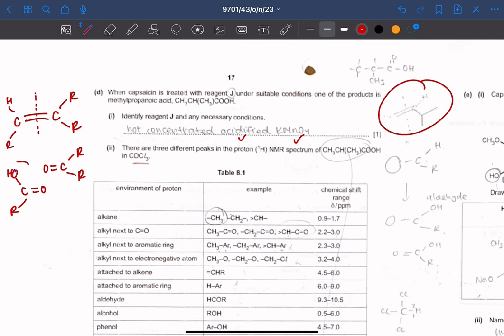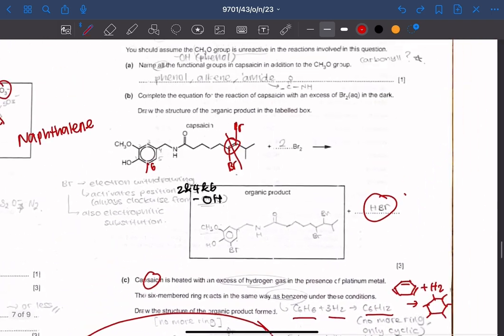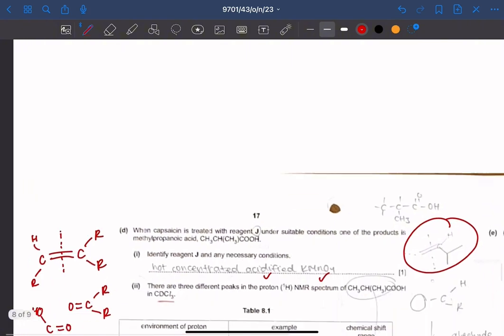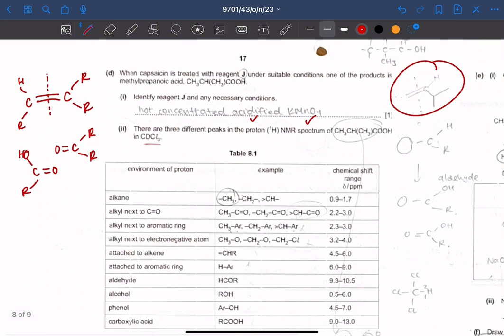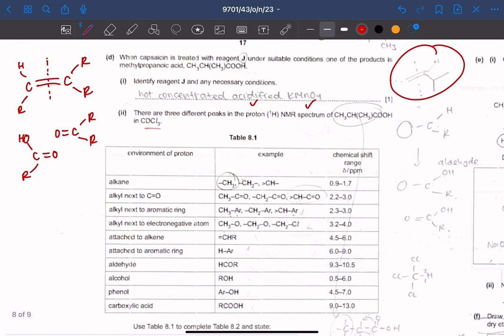And when this double bond at the end of capsaicin is broken, it forms this compound C with OH, and therefore that compound is methylpropanoic acid. And so the reagent J is hot concentrated acidified KMnO4. You should be complete and state that it is hot concentrated acidified to prevent any risk of losing marks.